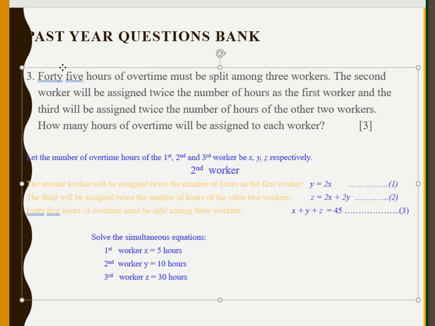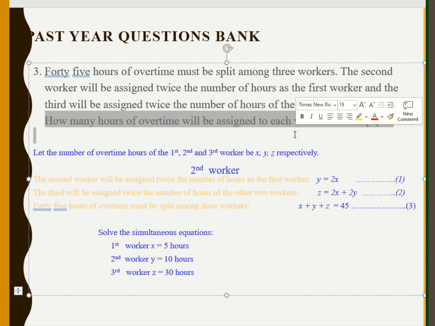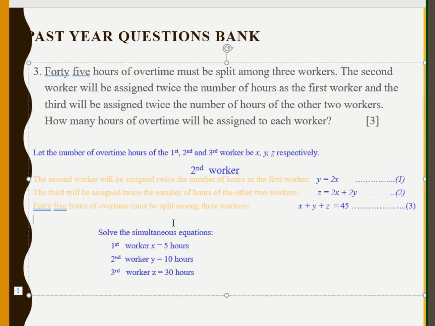All right, so let's see this. Okay, let's make it a little clearer. All right, 45 hours of overtime must be split among 3 workers. We have done this before actually, so this shouldn't be a problem. The second worker will be assigned twice as much hours as the first, and the third will be assigned twice as much hours as the other 2. So how many hours of working time? Okay, so let's see. The easiest way to do this, like the way I taught you, first worker, second worker and third worker.